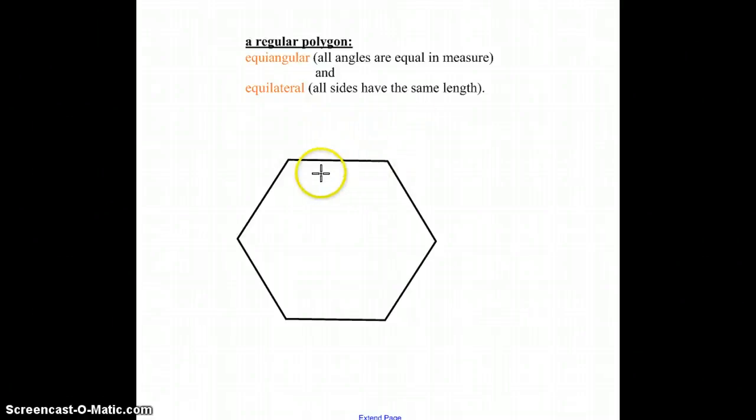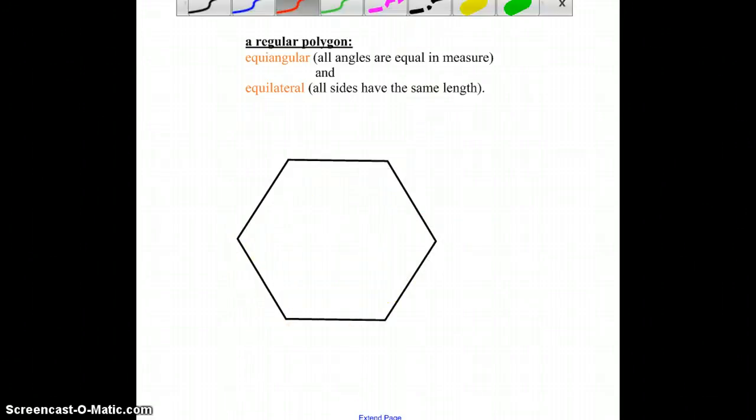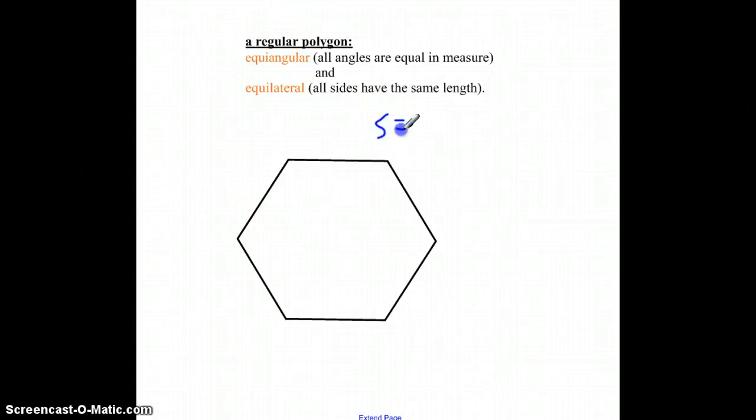So let's just take this figure, let's just presume this is a regular polygon. If we count up our sides here, we've got 1, 2, 3, 4, 5, and 6. This is a six-sided figure. If we use our formula, S equals 180 times n minus 2. n is 6 in this case.